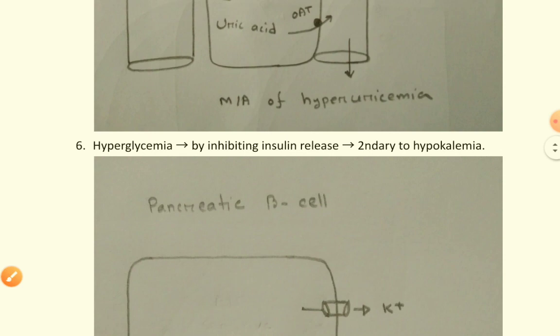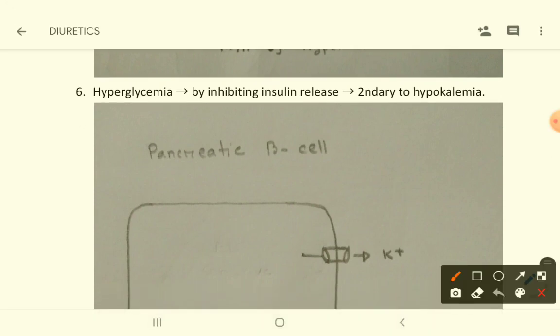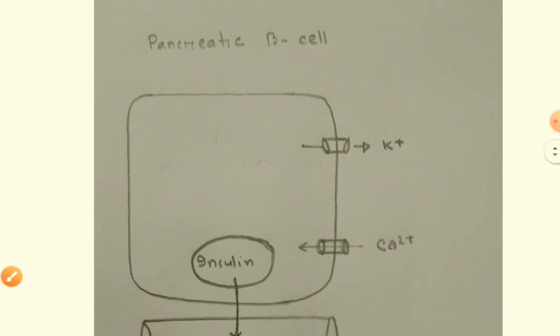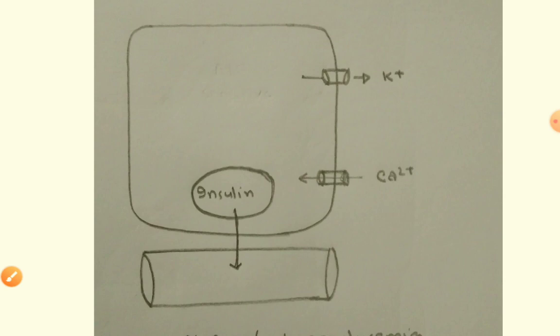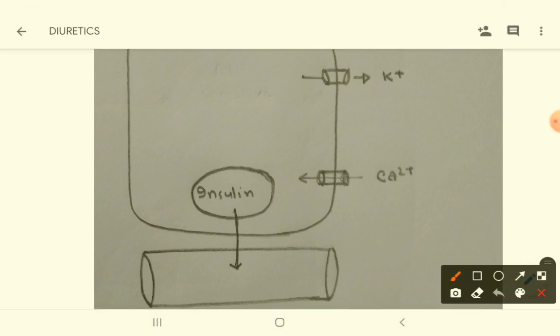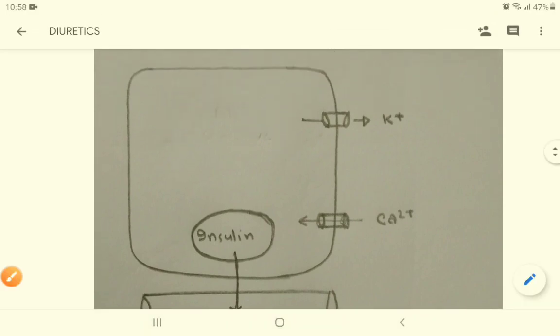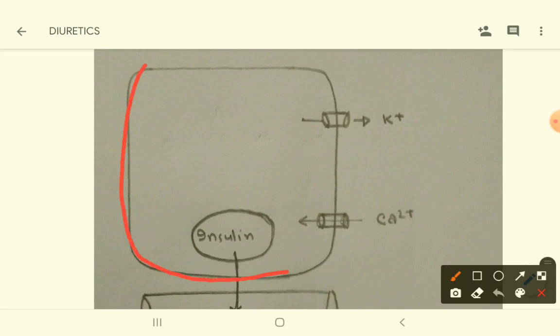Now they can lead to hyperglycemia. These thiazide diuretics can lead to hyperglycemia. Why does hyperglycemia occur? Due to hypokalemia. This hypokalemia leads to decreased insulin release, or they inhibit the insulin release. Now the mechanism is that this is the pancreatic beta cell, and in the pancreatic beta cell there are some ATP sensitive potassium channels.